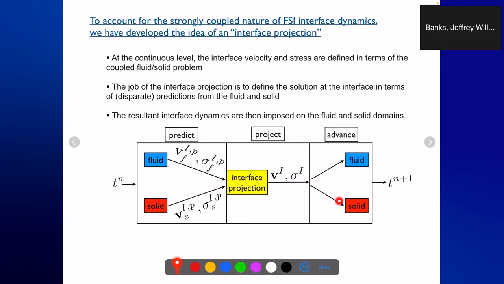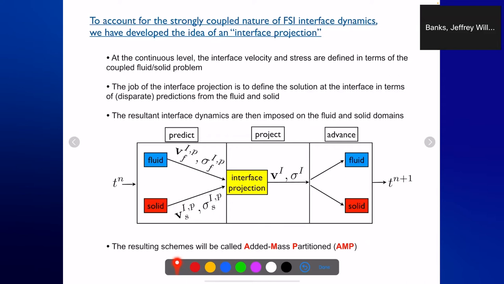The mechanics of doing this, the way we've done it, is through the so-called compatibility conditions, and I'll get into that in a minute. The schemes we've been calling added mass partitioned schemes. I've started to call them compatibility coupling techniques, but AMP is something we've had for a long time, so I'm going to stick with that as well.